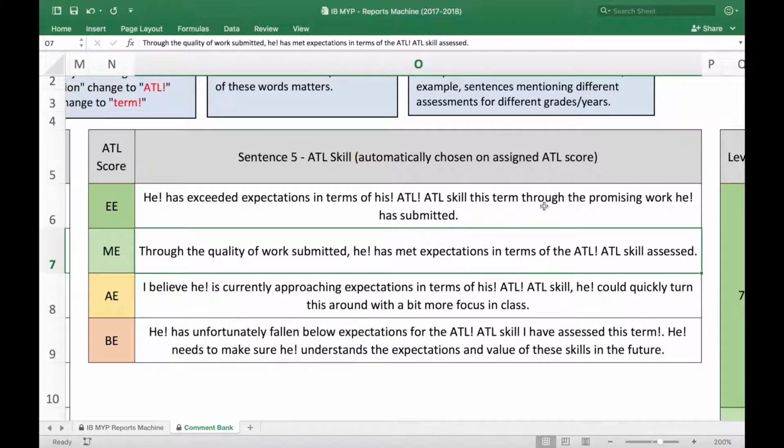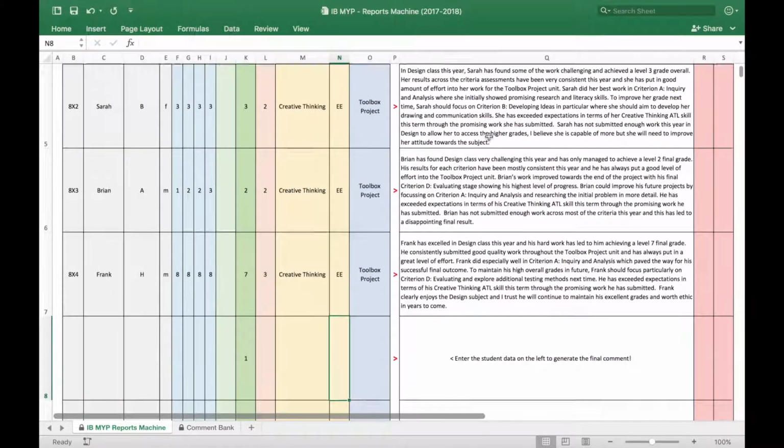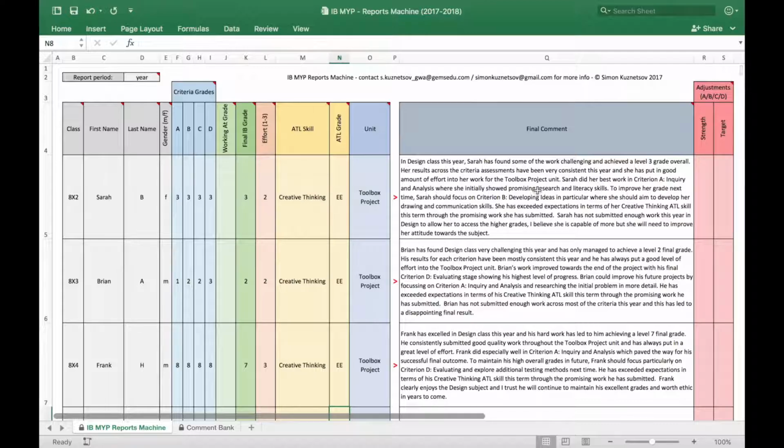Now, just remember what this one said: he has exceeded expectations through the promising work he has submitted, EE. So if we go on to this, I'll just change them all to EE. You can see how it changes it. So for Sarah, "has exceeded expectations in terms of her creative thinking ATL skill this term through the promising work she has submitted." You can see there it's picked up that she's a girl, so it's changed all those gender specific words.